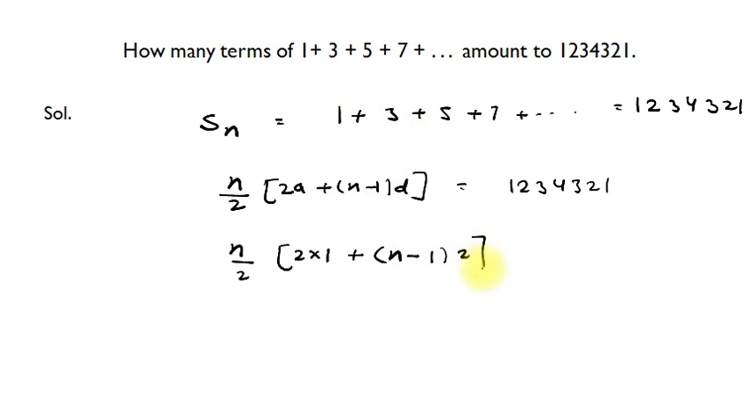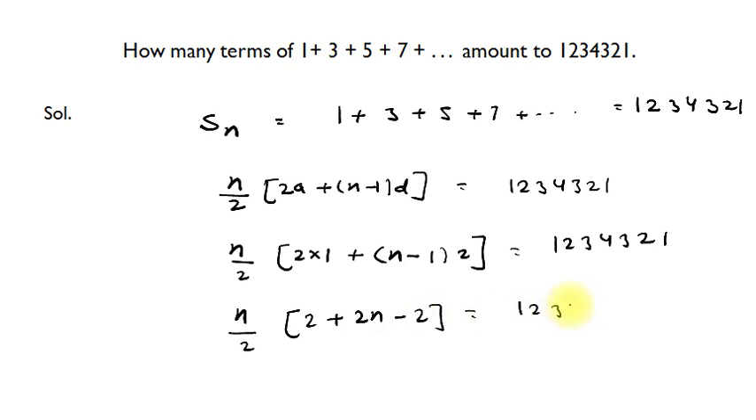So here we will write the value of 2, so this is equal to 1 2 3 4 3 2 1. So we can write here n by 2 into 2 plus 2n minus 2. So here again we have 1 2 3 4 3 2 1. So 2 and 2 cancel out, so we have n divided by 2 into 2n. Again 2 and 2 cancel out, and this is equal to n square.